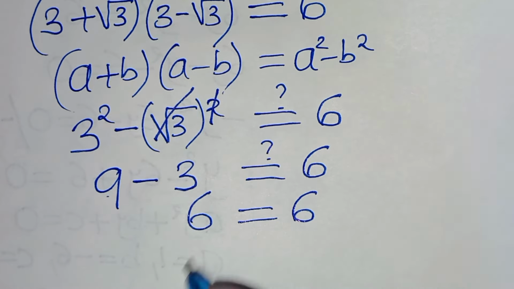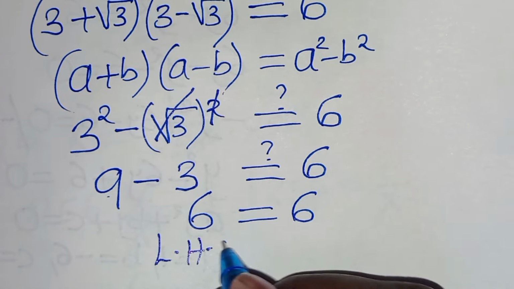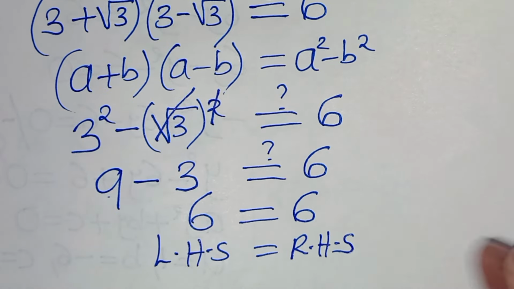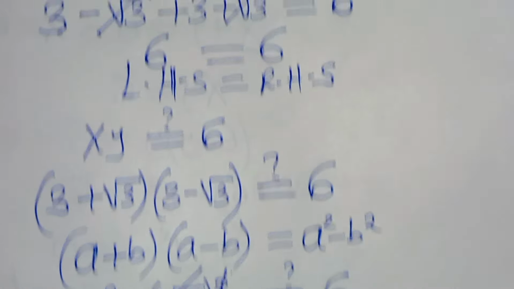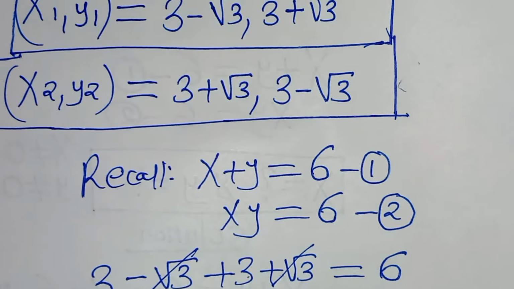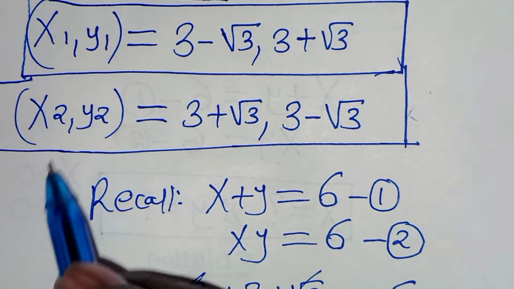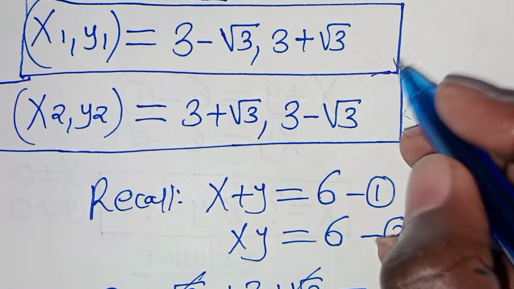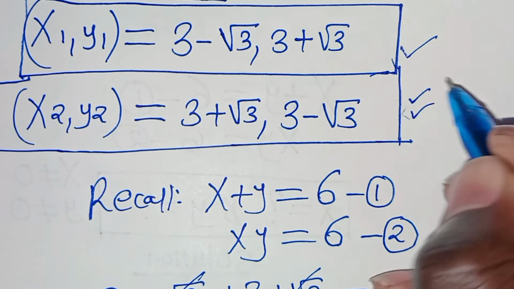So this implies that the left-hand side is equal to the right-hand side. And this also proves that x2, y2 satisfies the equation. So both x1, y1 and x2, y2 satisfy the equation.